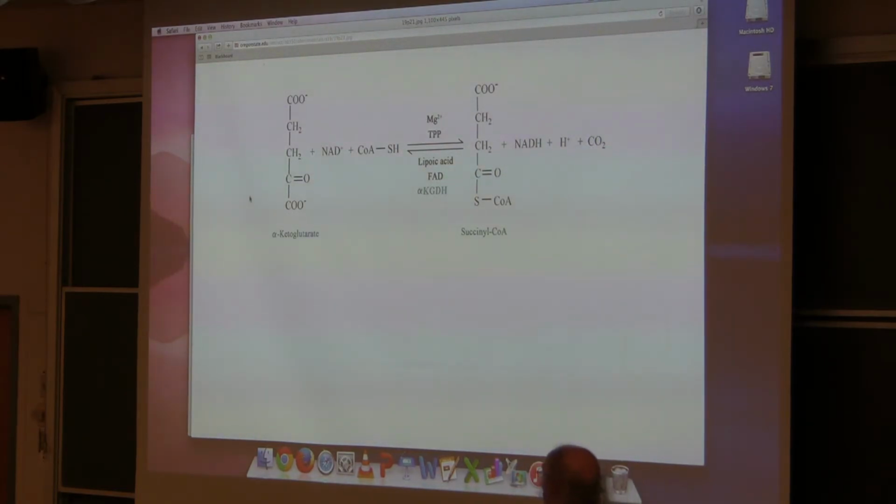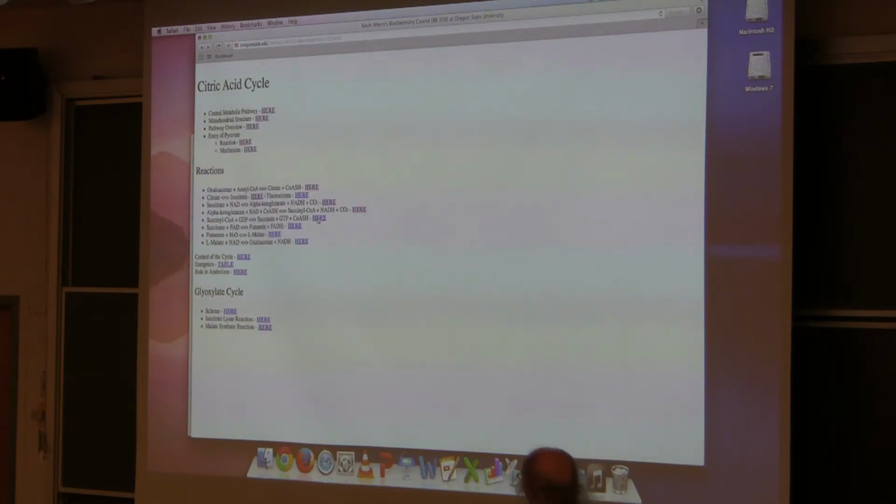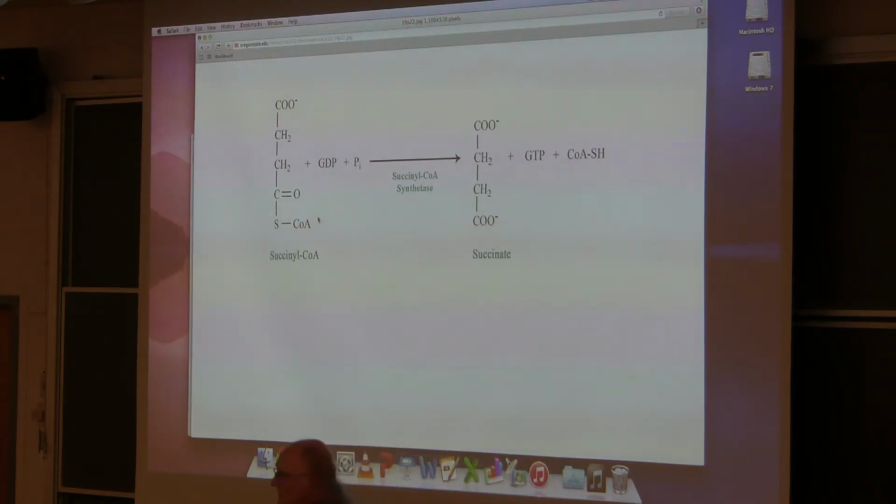Now, notice that this is an oxidation, and oxidation reactions in general tend to release energy, and that turns out to be very important because it's necessary to input some energy to make this high energy bond within Succinyl CoA, because the CoA bond is a high energy bond. We can see that the CoA bond to the succinate is high energy by virtue of the fact that when we release the CoA, which is what happens in this reaction, there's enough energy to make a GTP.